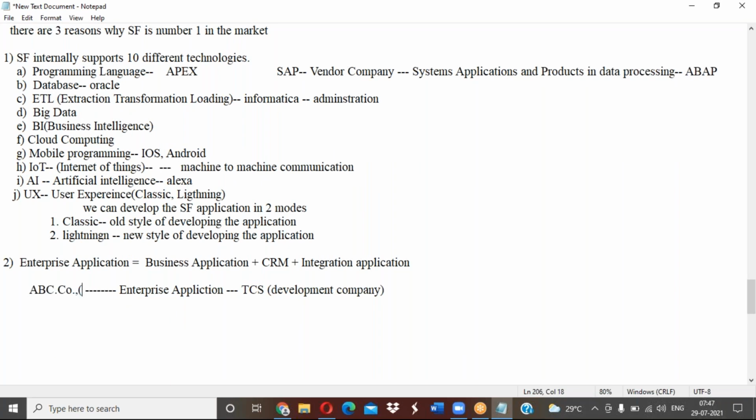So from TCS's point of view, what is ABC here? ABC is a client. So the relation between the TCS company and ABC company is, TCS company needs to develop the enterprise application as per the client requirement. Using what technology? Using Java technology. Let us assume like this. All of you understand, guys? Let us assume like this.